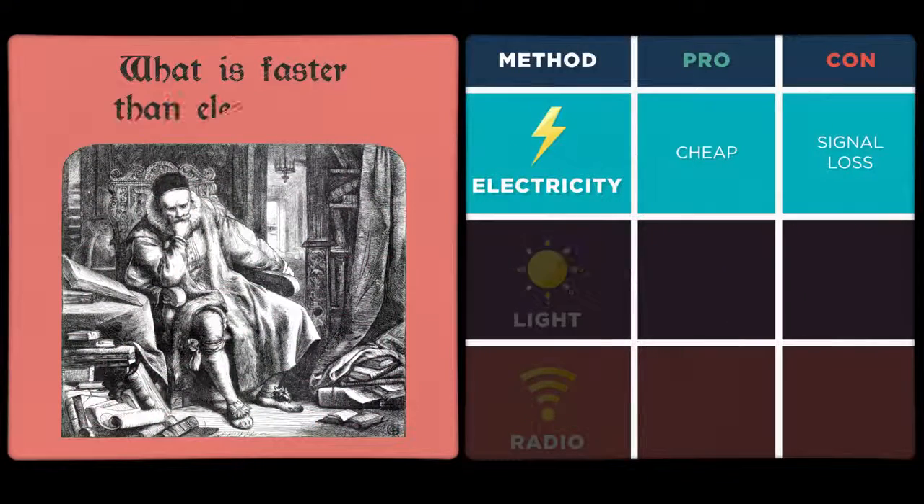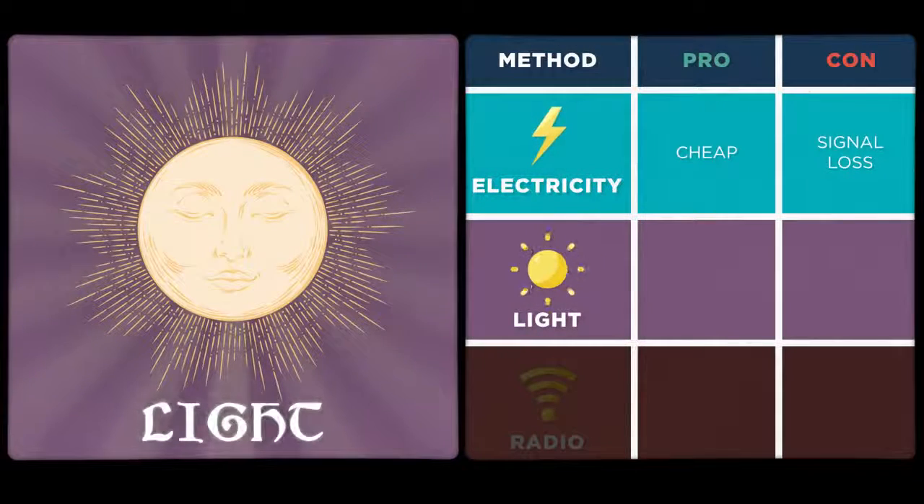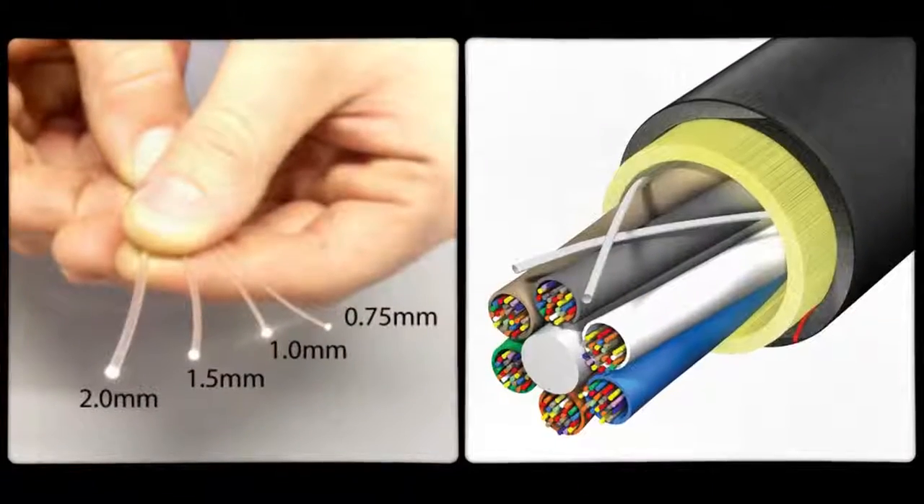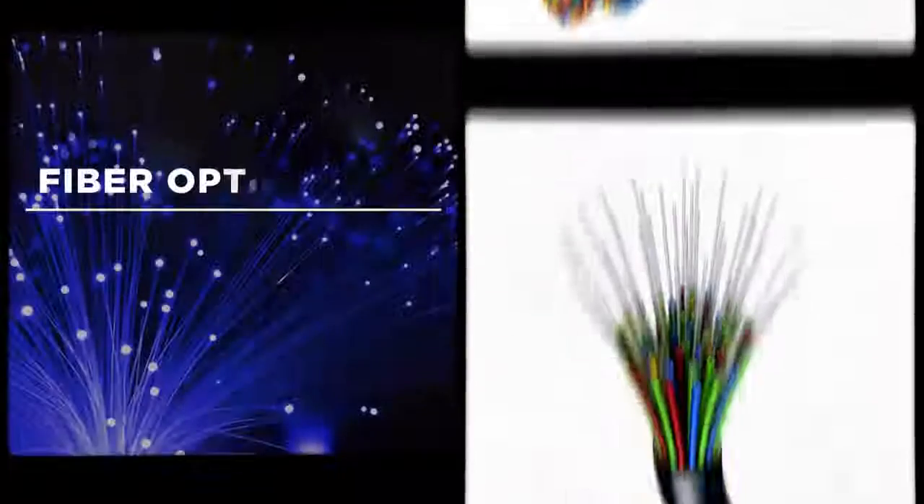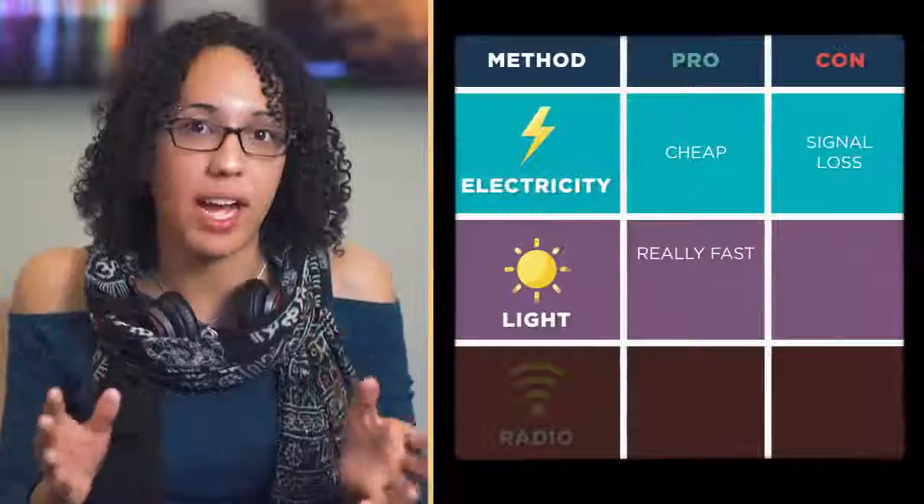Well, what do we know that moves a lot faster than just like electricity through a wire? Light. We can actually send bits as light beams from one place to another using a fiber optic cable. A fiber optic cable is a thread of glass engineered to reflect light. When you send a beam of light down the cable, light bounces up and down the length of the cable until it is received on the other end. Depending on the bounce angle, we can actually send multiple bits simultaneously, all of them traveling at the speed of light. So fiber is really, really fast.